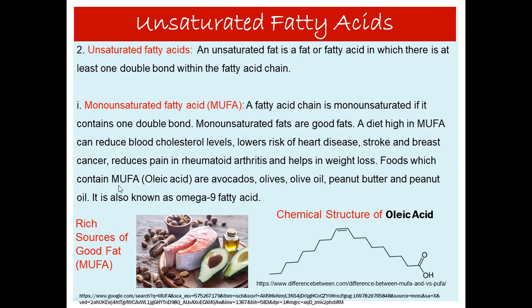Foods which contain monounsaturated fatty acids like oleic acid are avocados. Here you can see in this picture avocados, olive oils, peanut butter, peanut oil. All these are very good sources of MUFA, which is also called the good fats. It is also known as omega-9 fatty acid, because you can see this particular unsaturation is at carbon number 9.